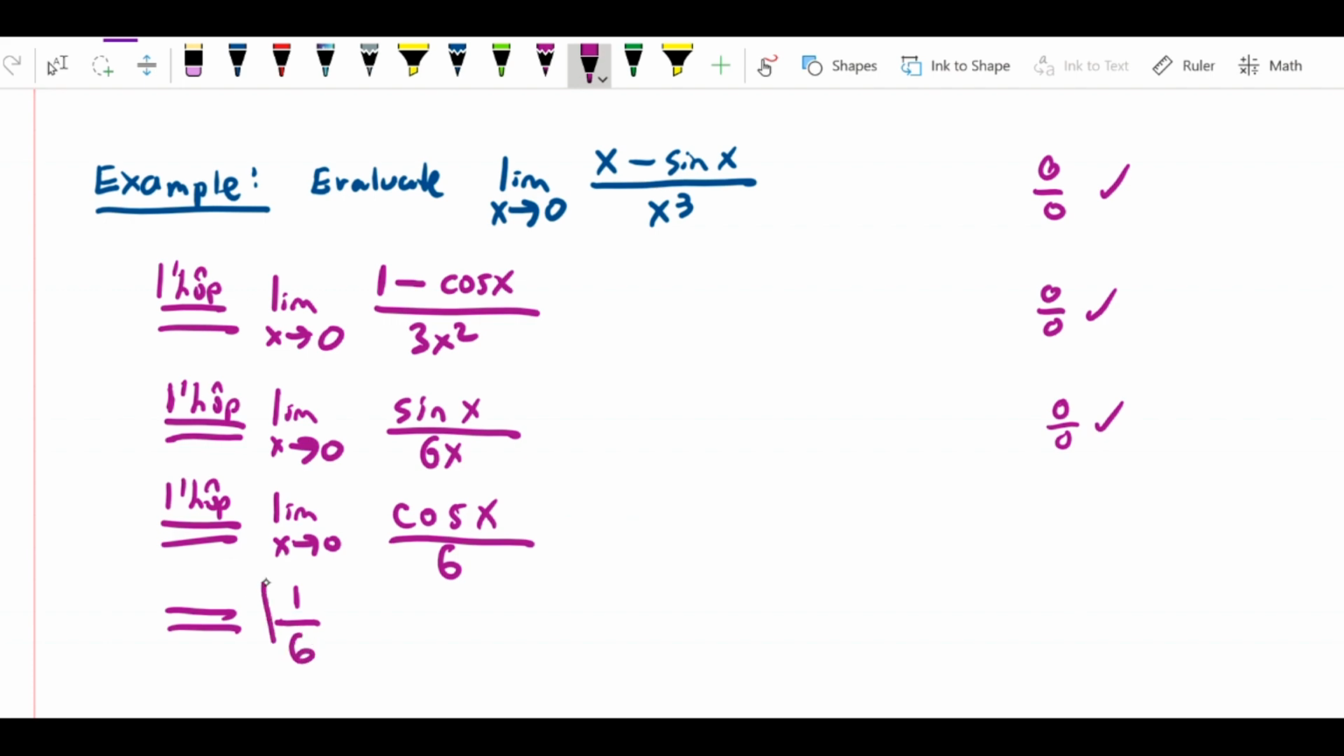Now if I wanted to do something wrong, I could put the LHop there. Why is that wrong? Because I'm not taking the derivative of cosine x and the derivative of 6. I'm simply performing substitution. So the limit as x approaches 0 of cosine x over 6 certainly is equal to 1/6, but not because of L'Hopital's rule. These steps are equal to each other because of L'Hopital's rule, so I've put the LHop over the equals sign.